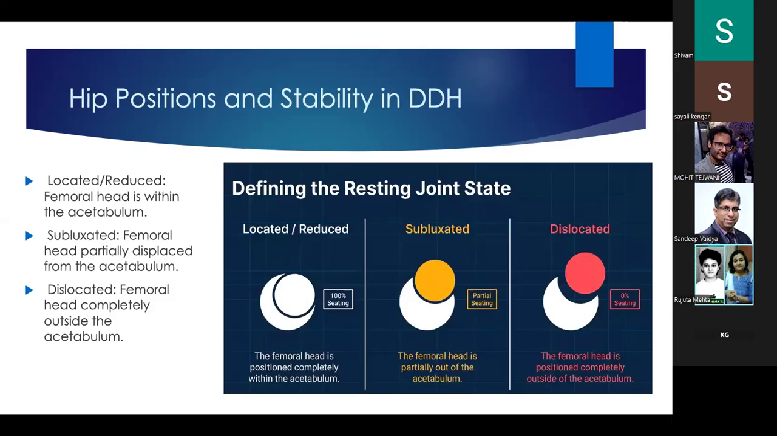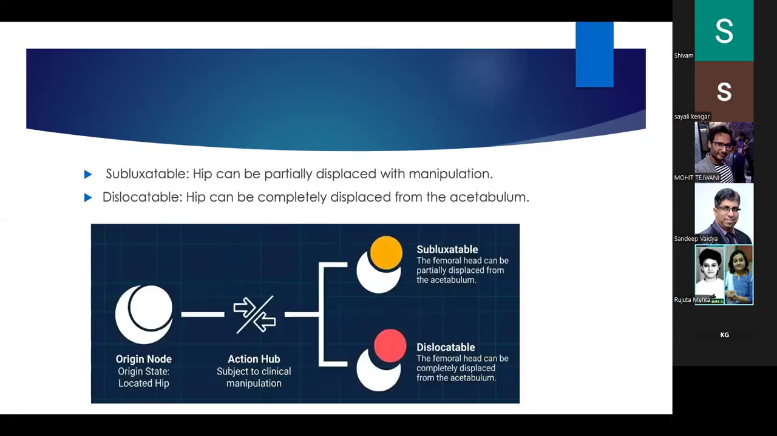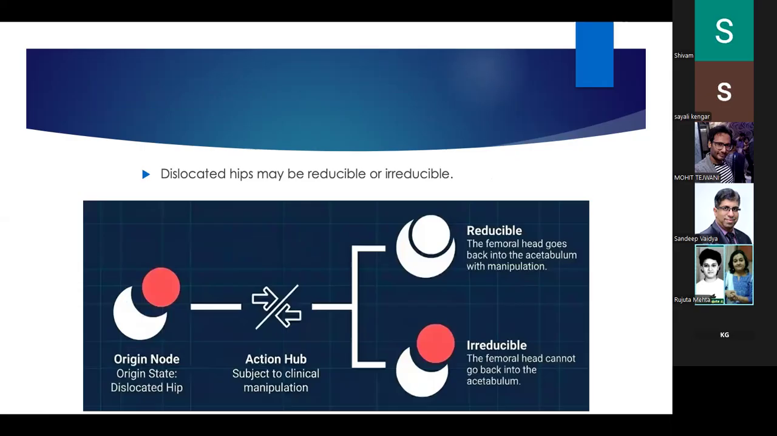So, various terminologies are used here. First, reduced: when the femoral head is within the acetabulum. Subluxated: the femoral head is partially displaced from the acetabulum. Dislocated: the femoral head is completely outside the acetabulum. Subluxatable: the hip can be partially displaced with manipulation. Dislocatable: the hip can be completely displaced from the acetabulum. Dislocated hips may be reducible or irreducible. After manipulation, it can come to the reduced position or it may not come.